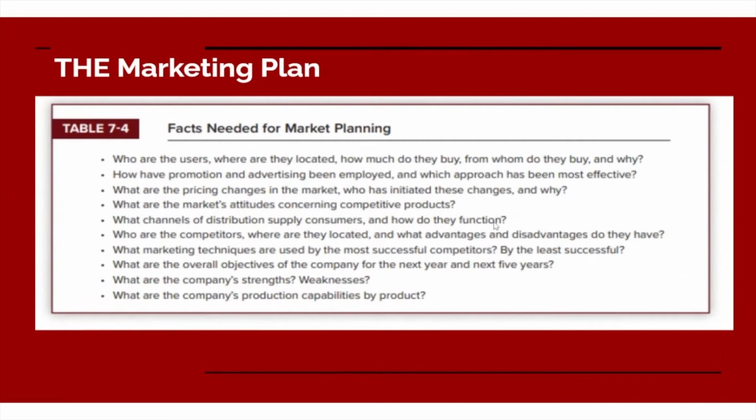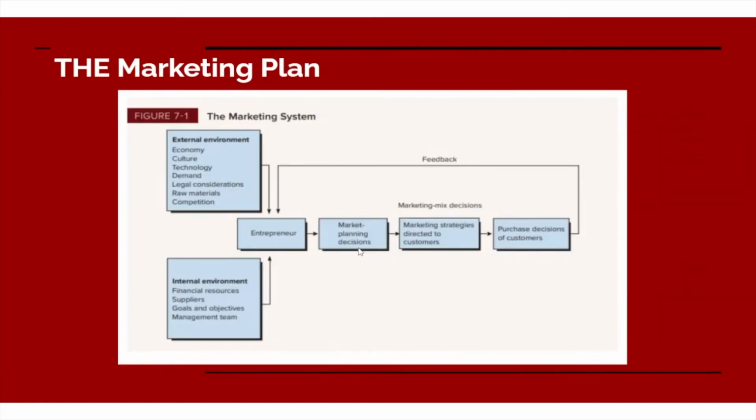What are the pricing changes in the market? So what are the prices for the given products that you're selling? In Newfoundland, for example, what's the average rate of a hotel room stay? How much do people tend to spend every day? These sorts of things. What are the market's attitudes concerning competitive products? Do people feel that the competitor has a higher quality product, a lower quality product? How do they feel about the competition? What channels of distribution supply customers, and how do they function?